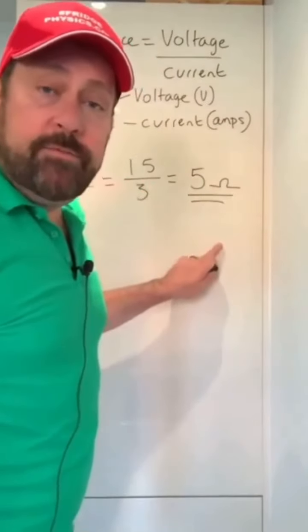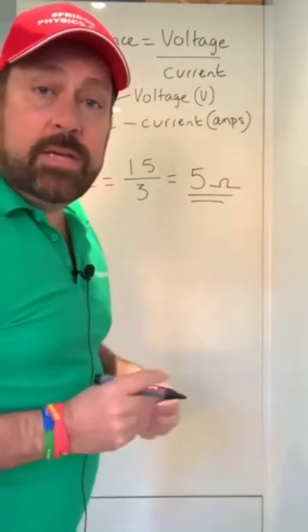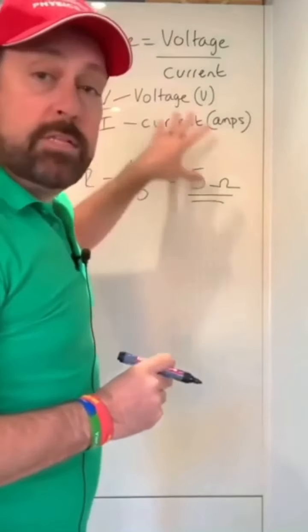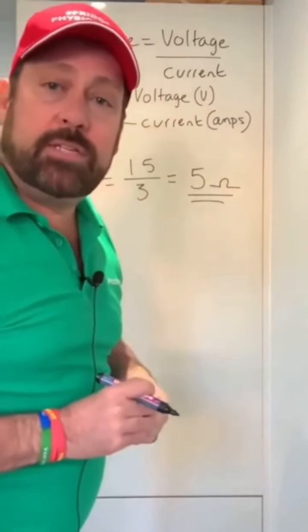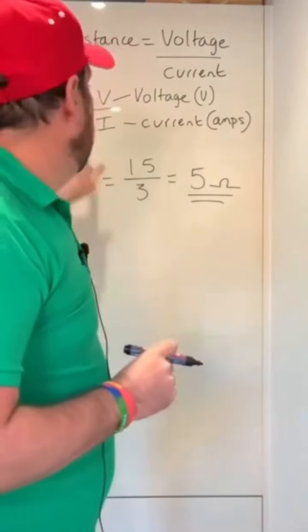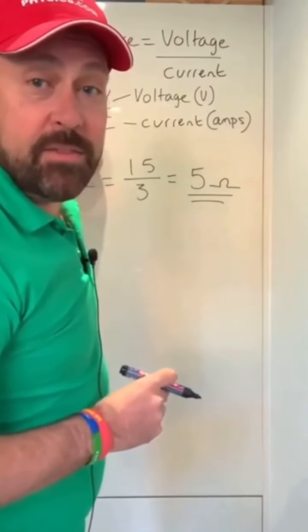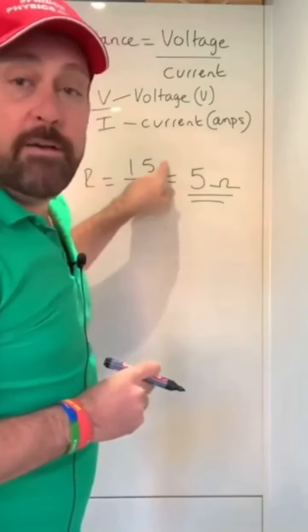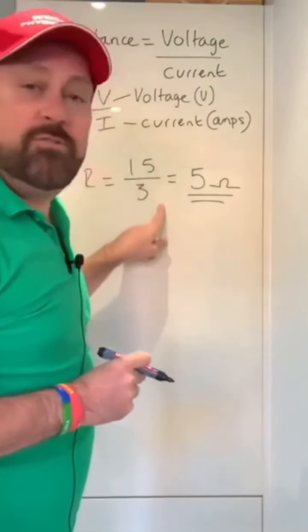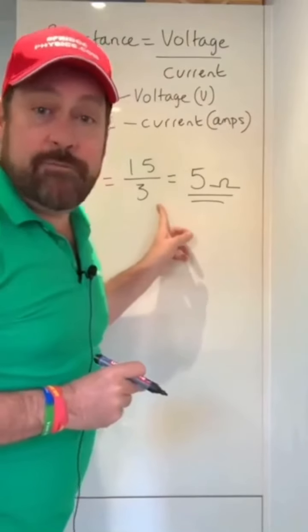So it's quite straightforward. However, in an exam question, you'll probably have to transpose the equation and maybe do a unit change. So very straightforward. To calculate resistance, it's the voltage supplied to the circuit divided by the current, and in this instance that will be 15 volts divided by 3 amps, and the resistance is 5 ohms.